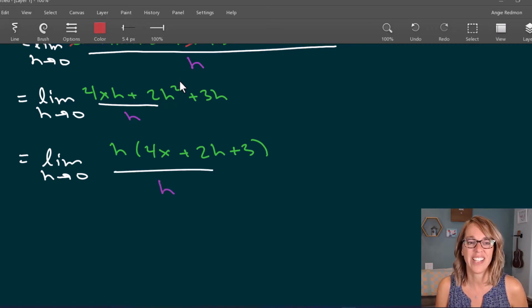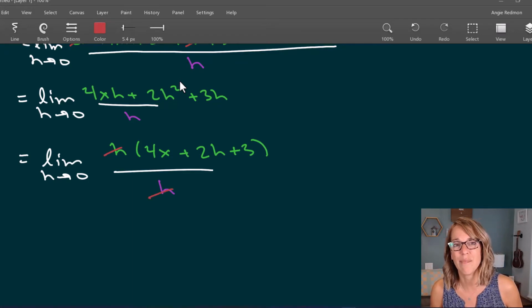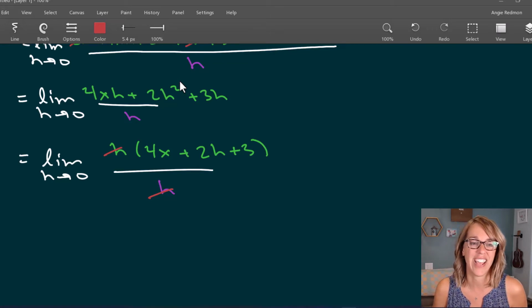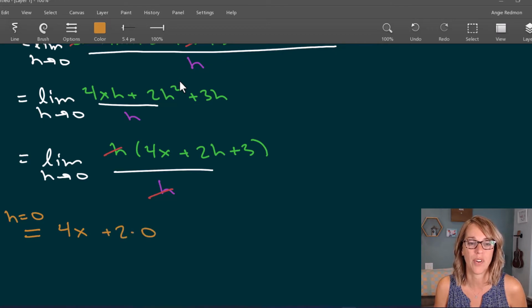And I can finally cancel those h's. So you'll see that my pattern is really consistent. I plug everything into the formula, I expand using algebra, and then my goal is to cancel out that h, so I do some factoring in the end. So I'm now left with something that is no longer discontinuous at h equals 0, so I can go ahead and use direct substitution. As I plug this in, the 4x stays, we're just letting h be 0, so this is going to be plus 2 times 0 plus 3, and this is equal to 4x plus 3.